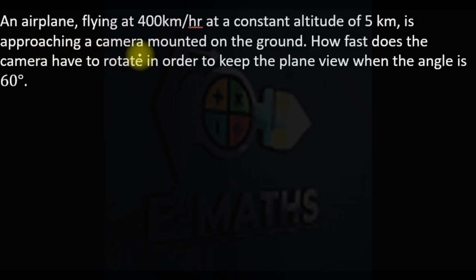An airplane flying at 400 km per hour at a constant altitude of 5 km is approaching a camera mounted on the ground. How fast does the camera have to rotate in order to keep the plane in view when the angle is 60 degrees?